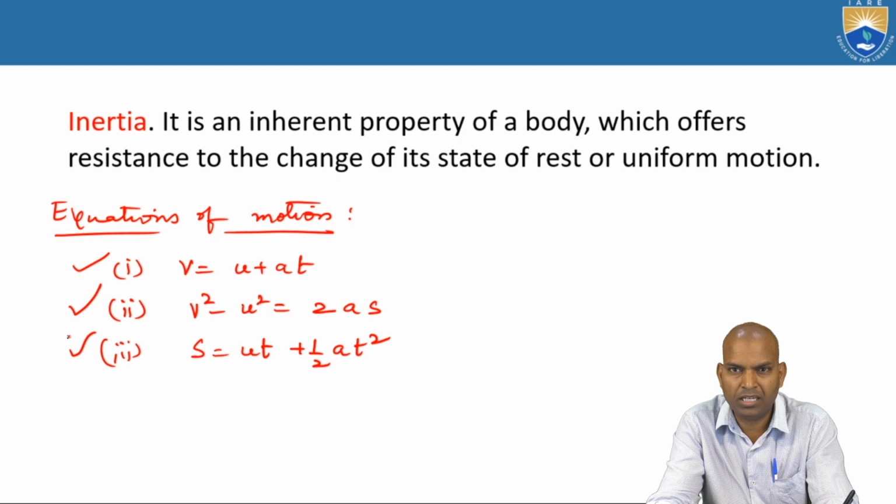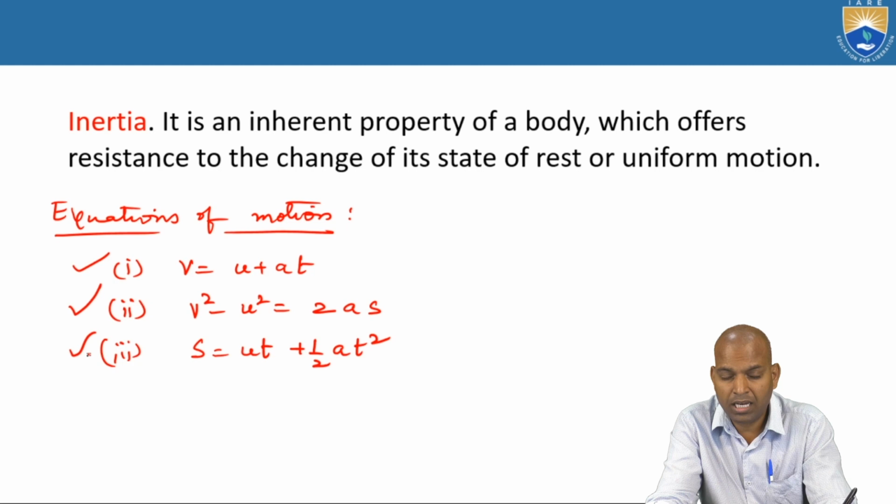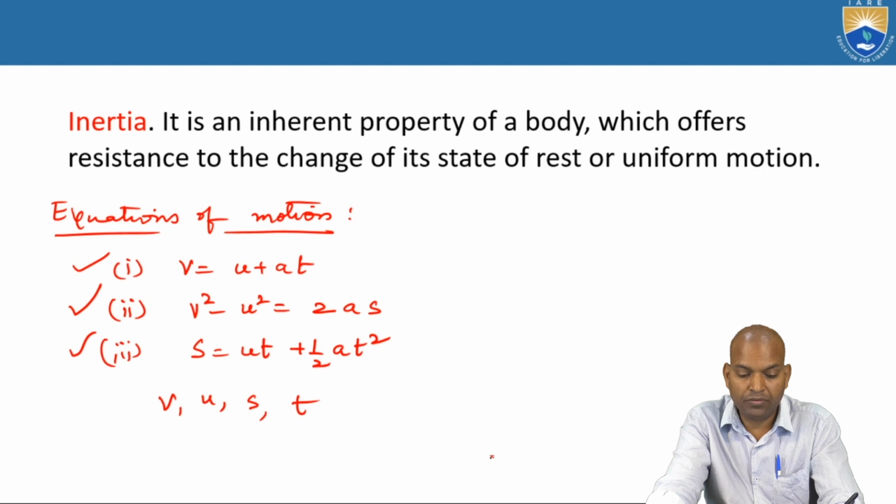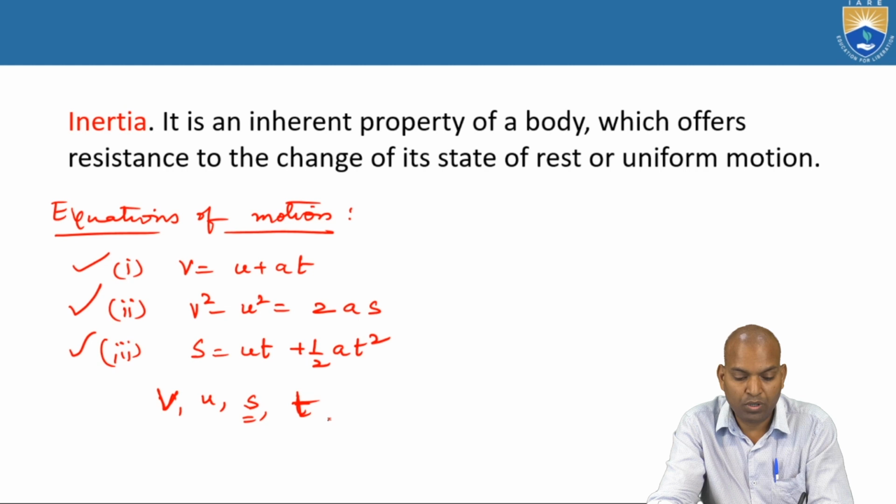What is V, what is U, what is A, what is T, and what is S? There are five terms here: V, U, A, S, and T. V is the final velocity, whereas U is the initial velocity of the body, S is the displacement or distance traveled, and T is the time. One more is A, which is the acceleration.